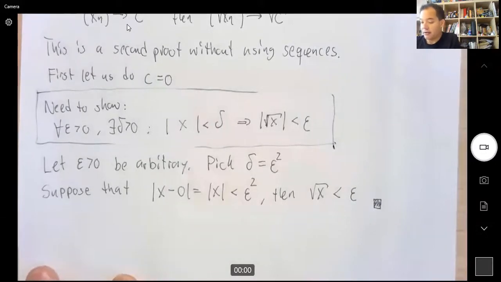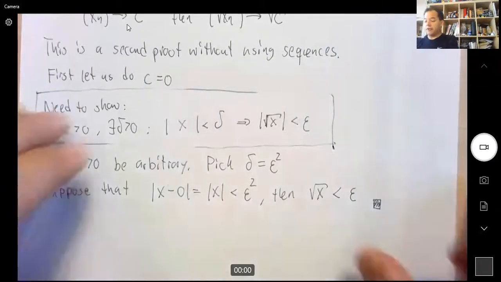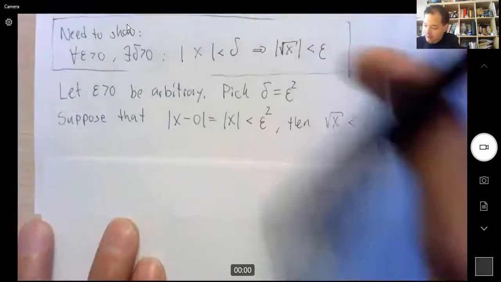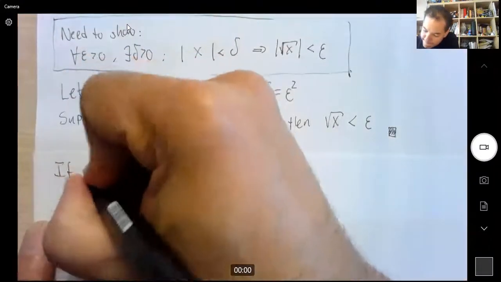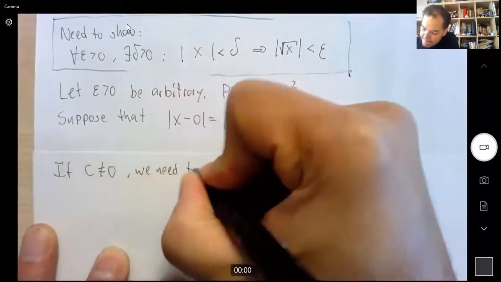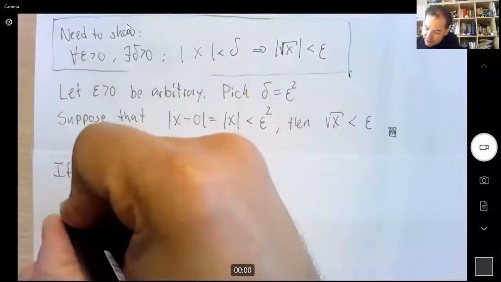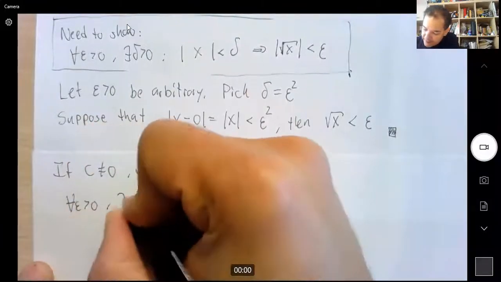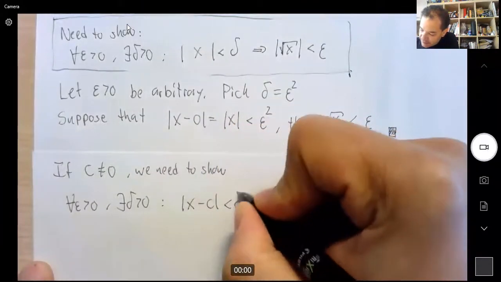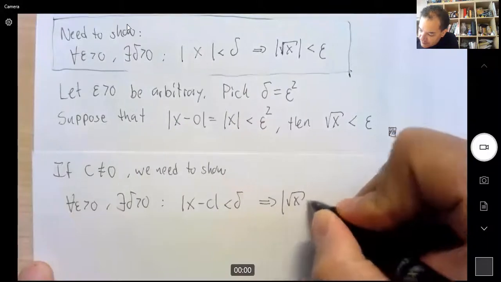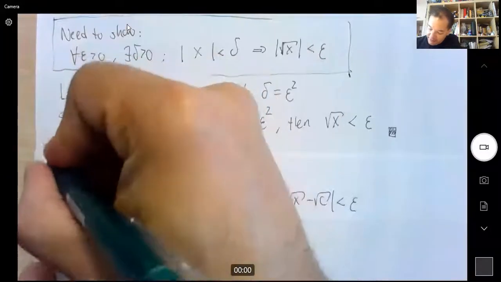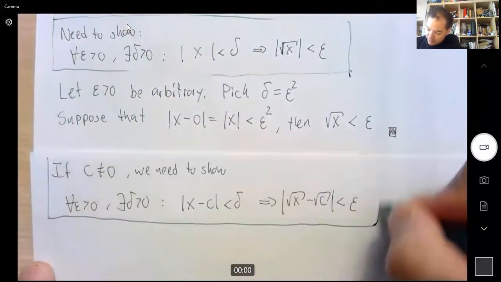All right. Now, what if c is not 0? Well, then let's write down what we need to show. If c is not 0, we need to show that for every epsilon, there is a delta such that if |x minus c| is less than delta, then |root x minus root c| is less than epsilon. So a little bit more complicated, right? It's our new goal.